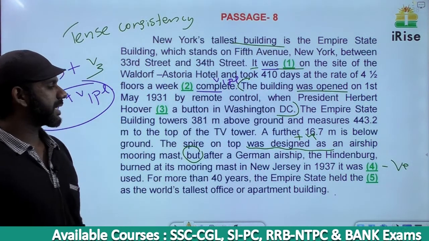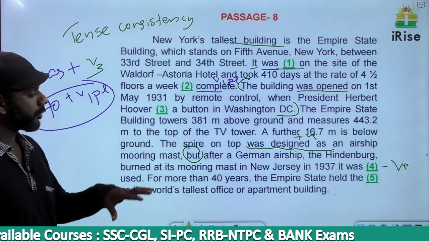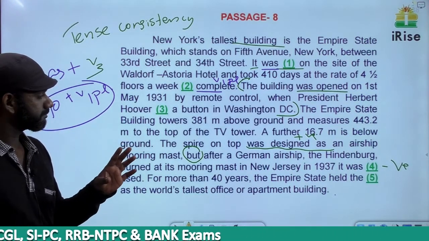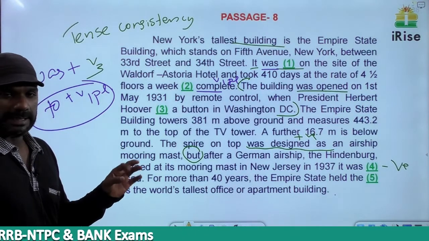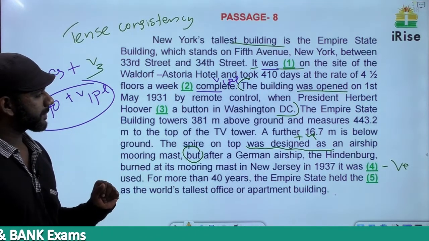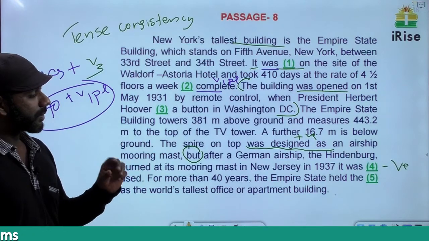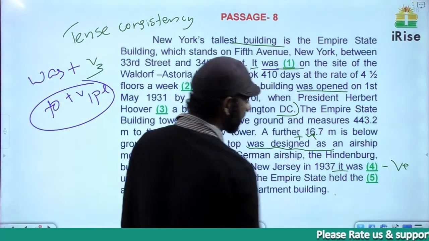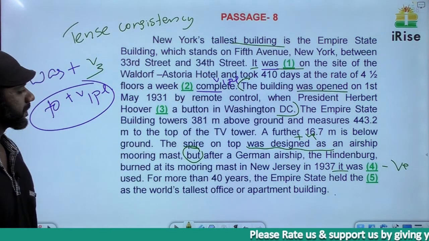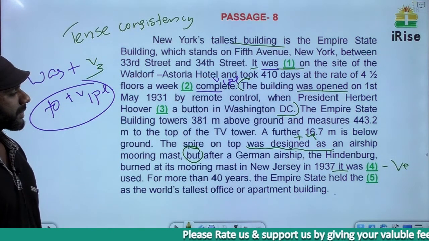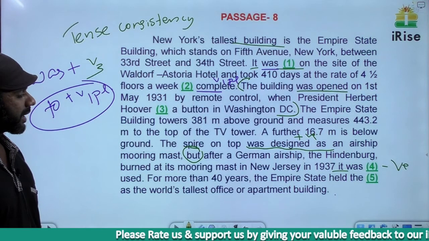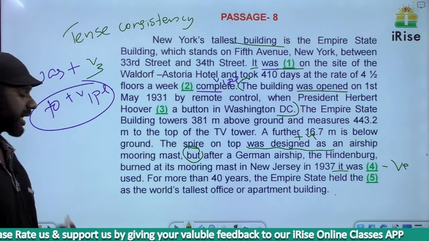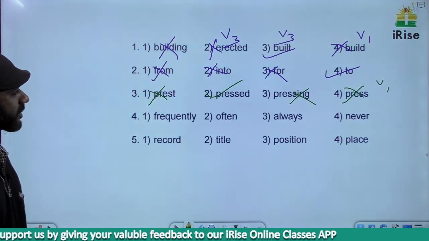But after a German airship, the Hindenburg, burned at its mooring mast in New Jersey in 1937, it, that means the building, it was dash used. The spire on top was designed. Now, it was not used. It here refers to the spire, right? Not the building, but the pronoun adjective, the spire. But after a German airship, the Hindenburg, burned at its mooring mast in New Jersey in 1937, it was dash used. Blank 4 must be filled with a negative word.